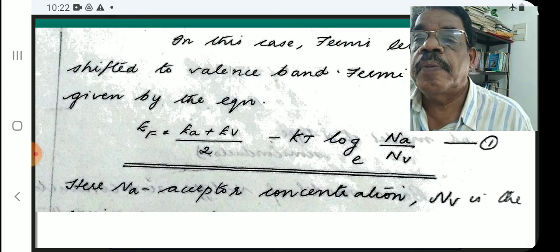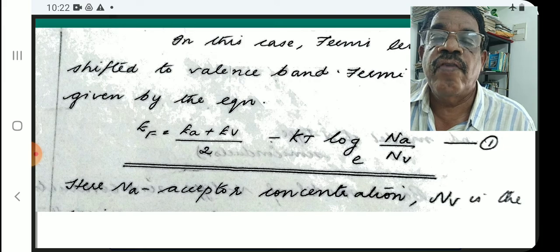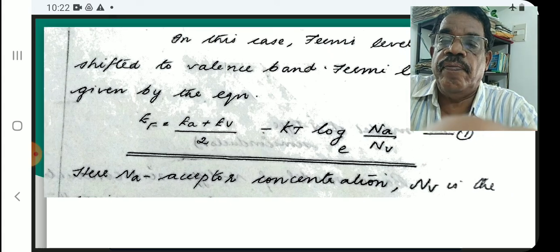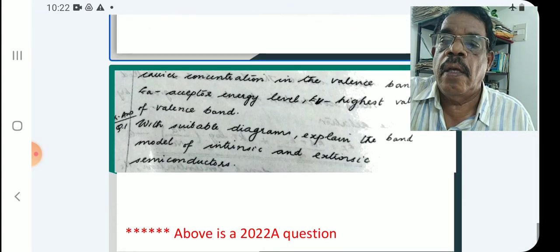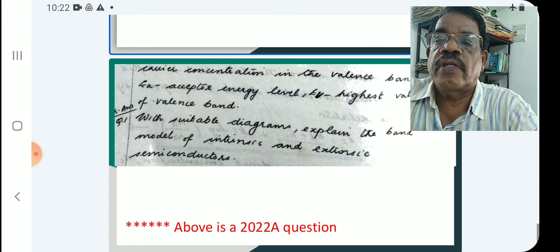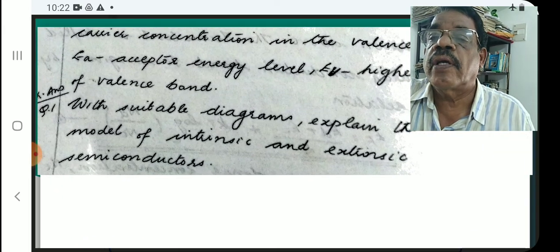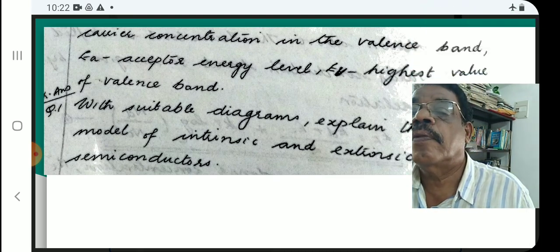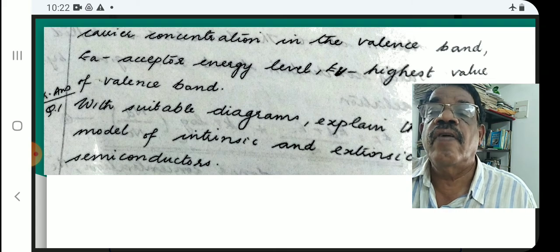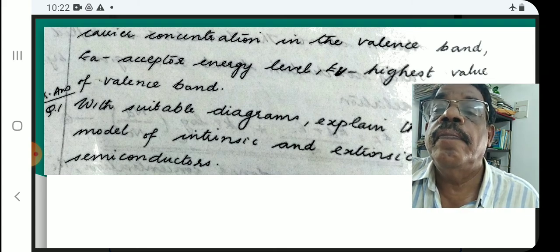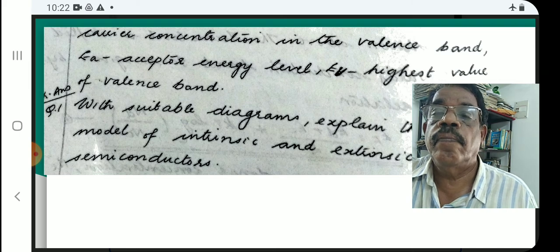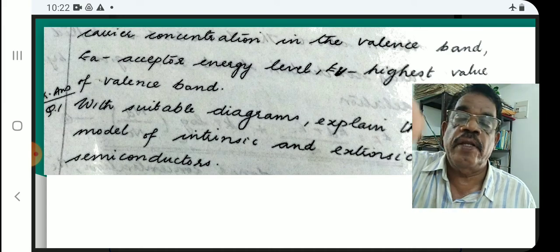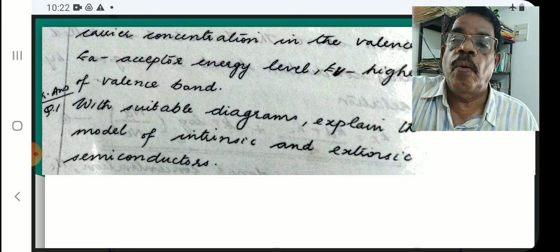EF is EA plus EV by 2 minus KT log NA by NV to the base e, equation number 1, where NA is the acceptor concentration, NV is the carrier concentration in the valence band. EA is the acceptor energy level, and EV is the highest value of the valence band.